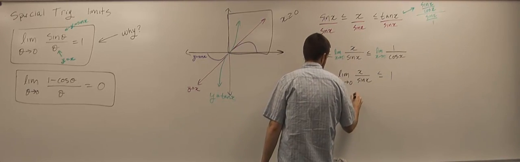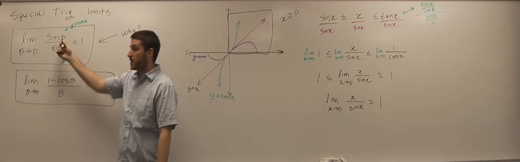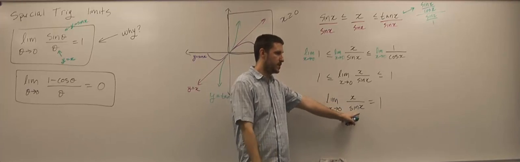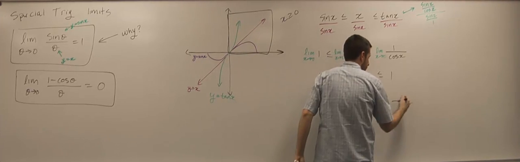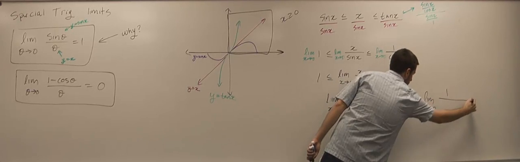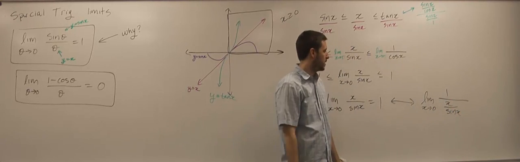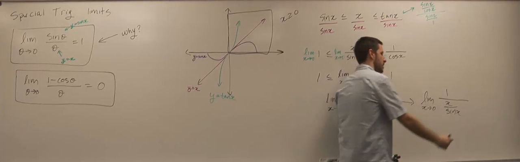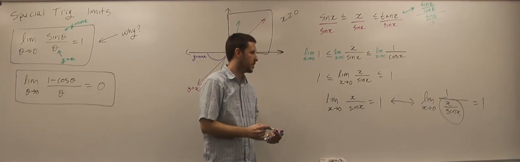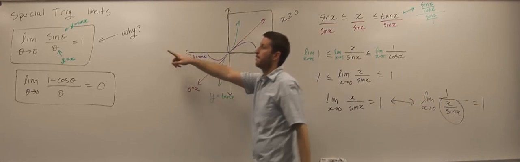Why do I care about this limit? Because it's the reciprocal of this limit. So if this guy goes to 1, then I can flip him, and I can ask, what's this? This guy's got to be 1 as well, because if you plug in x to this, you get 1, according to this guy. And then when you flip and multiply, you get back here.